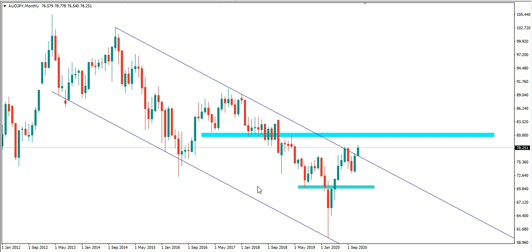Okay, so this is AudJpy and this is the monthly time frame, and the first thing we can see is this descending channel. From here we had resistance up here, we had resistance at this point, we had resistance here, and you can see that from this area we had support once here, once again at this point, and once again at this point.